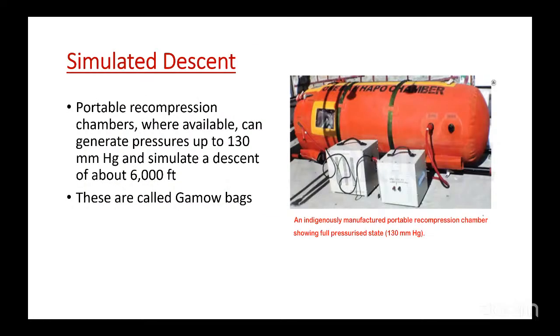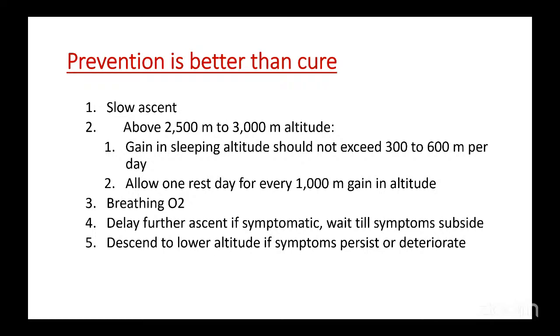So this is one chamber that we can use, which is helpful for simulated descent. This is called a Gamow bag. As we were talking about, the main problem is hypoxia. If hypoxia is a major issue, how can you prevent that and let yourself acclimatize? Once you acclimatize and all these changes that we talk about happen, you'll be fine. Otherwise, if you suddenly go to a high altitude, then it is problematic. So what you can do is, instead of suddenly going, do a slow ascent.